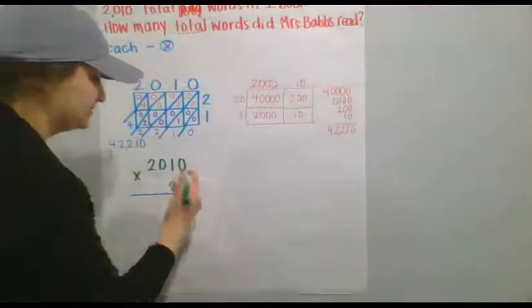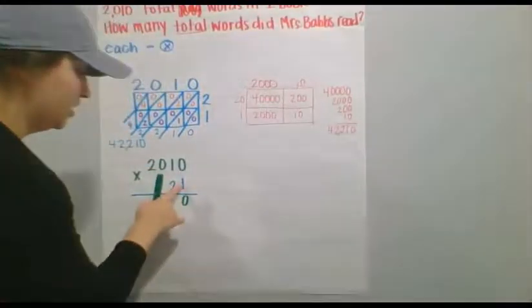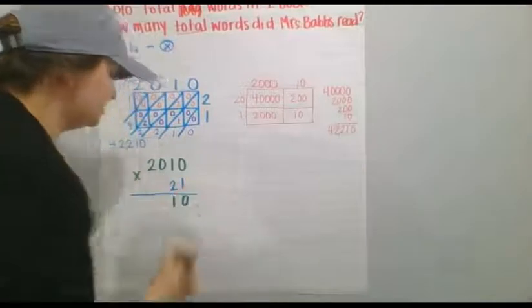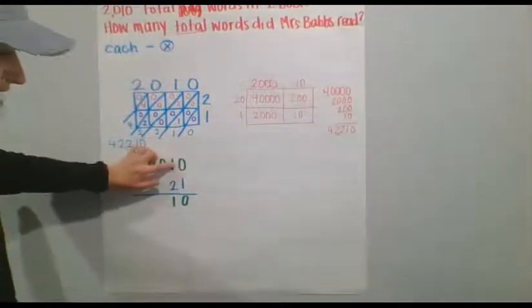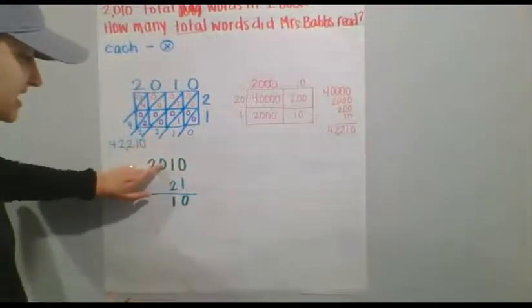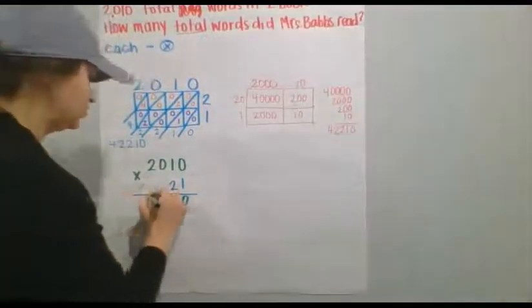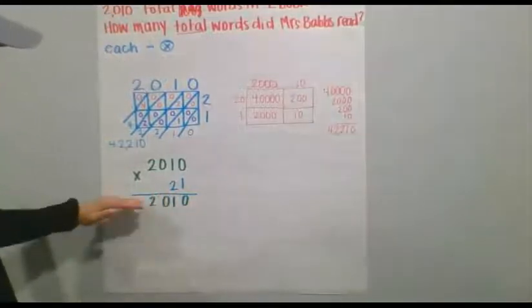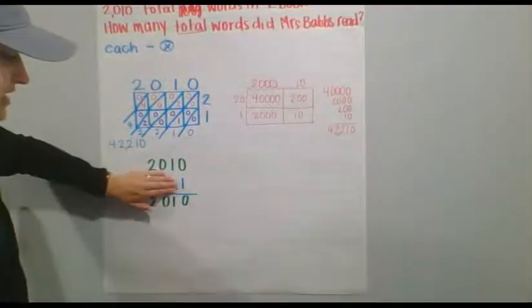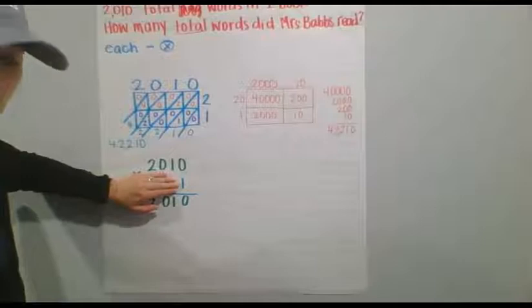So 1 times 0 is 0. 1 times 1 is 1, because you want to make sure that you're doing each digit times each of them. So 1 times 0 is going to be 0 again, and 1 times 2 is 2. So that first row should be 2010 because you are multiplying it by 1.